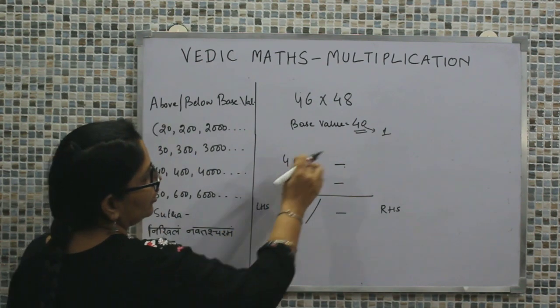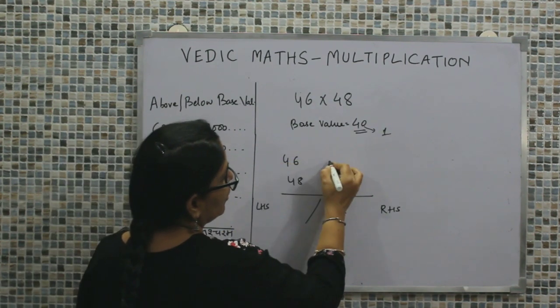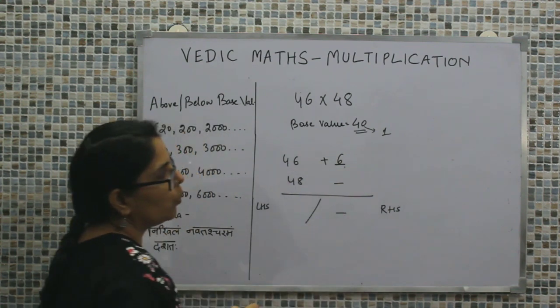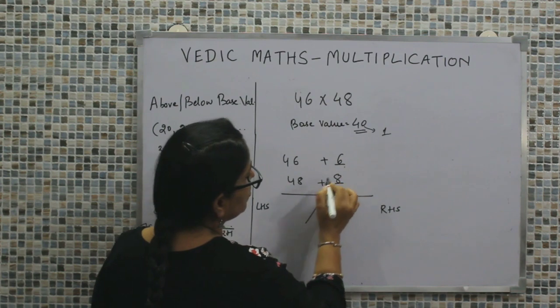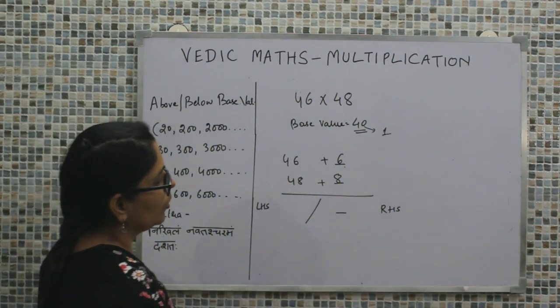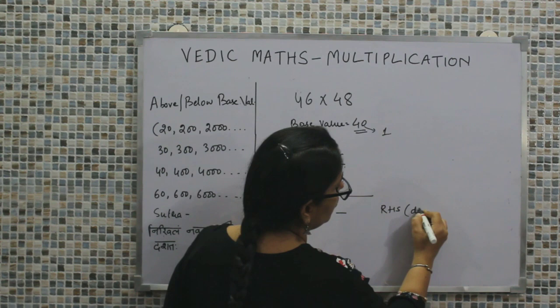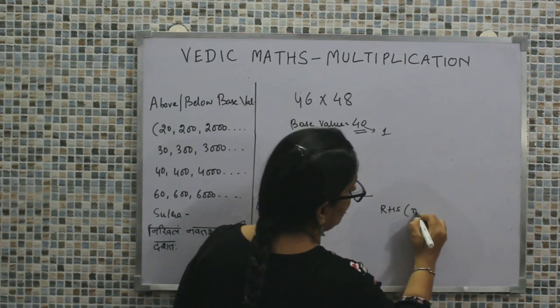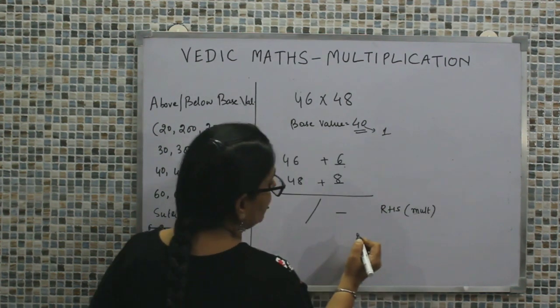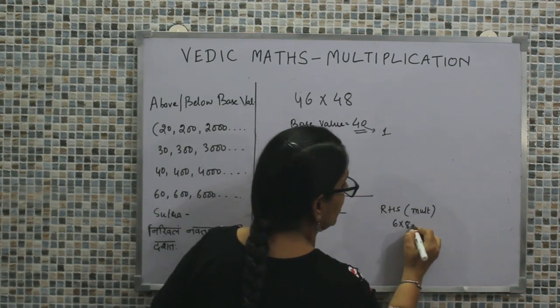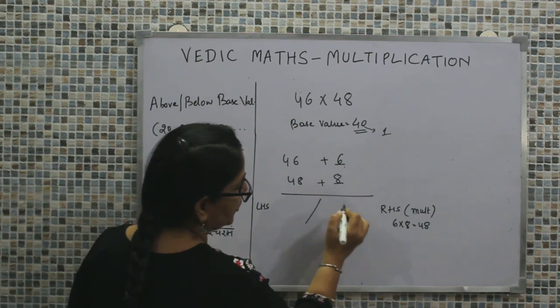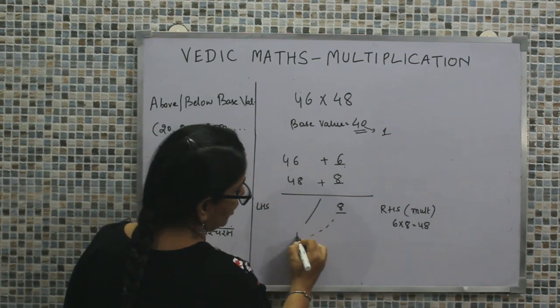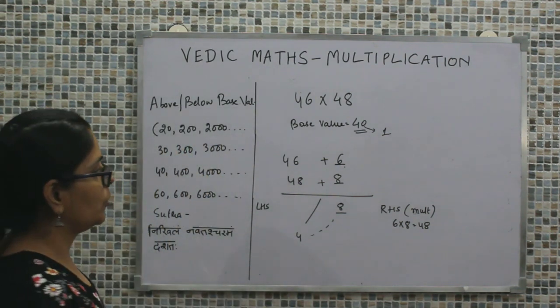Now comparing the value of 46 with 40, this value is 6 more than the base value, and 48 is 8 more than the base value. Now with the RHS we go for multiplication, and when we talk about multiplication we have 6 into 8, that is 48. Because we have a single place to be retained in the RHS, we just need to write it as 8 and the 4 will be taken as the overflow value.